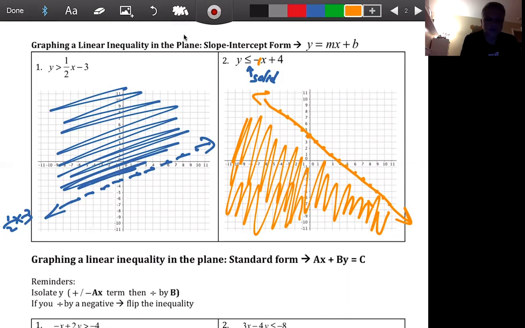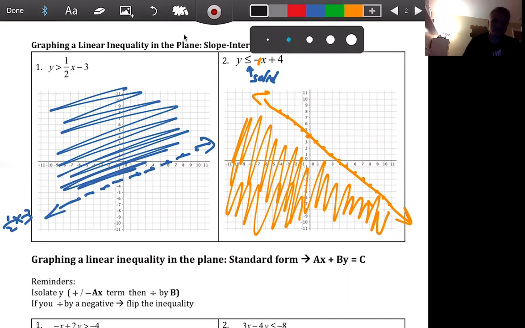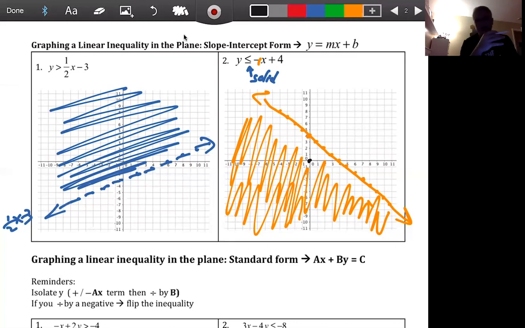If you want to check your shading, you can take any point where you have shaded that big interval. Like for example, 0, 0 is in that interval. So if I want to test whether my shading is in the right half, I can take that 0, 0 and see if this is true. So let's put 0 in for y. Let's put 0 in for x.